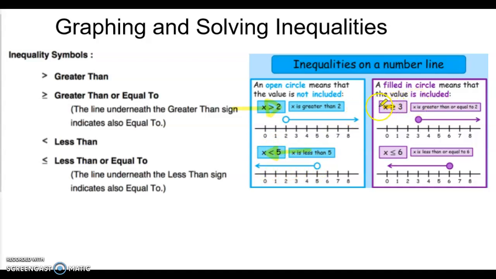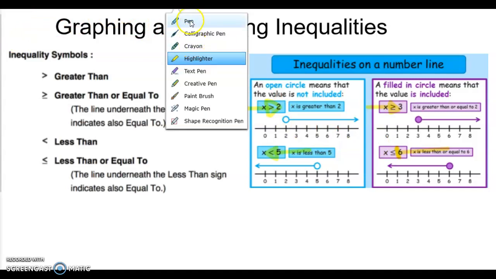This arrow shortcut where you draw an arrow out of the inequality symbol is kind of an extra double check way to make sure that you're graphing it correctly. And it always works as long as x is first, or the variable is first. Okay, so now let's look at doing some of these problems.